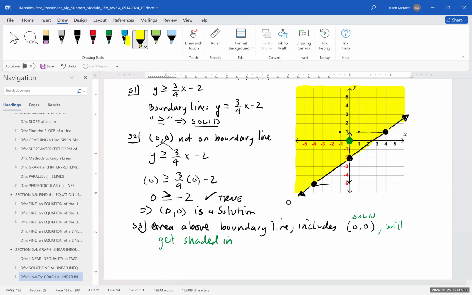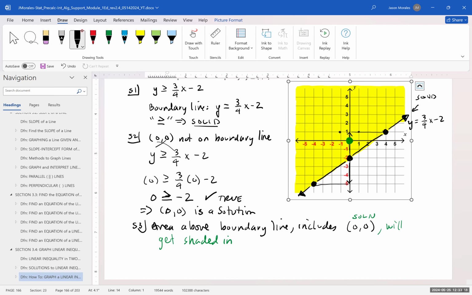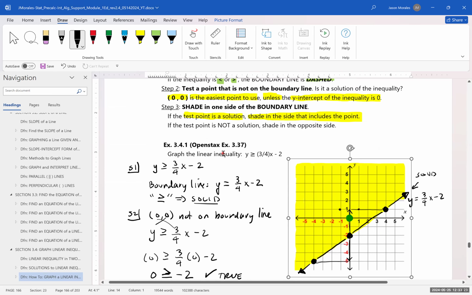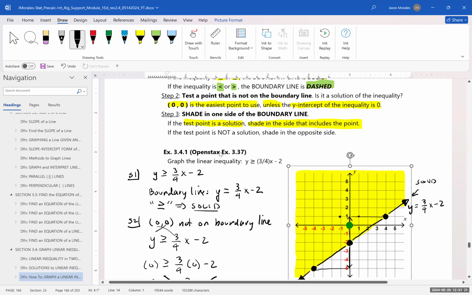So when you graph inequalities, you're going to be shading in an area. In addition to shading in an area, you need to determine whether the boundary line is solid or if it's dashed. This is y equals 3/4 x minus 2. All right, so this is an example of how you graph an inequality using these three steps that I just showed you.